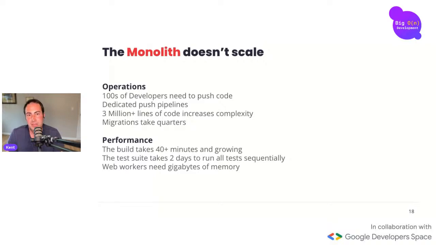The monolith didn't scale for many different reasons. We had hundreds of developers, and in 2014, I want to say, we had 200 or so developers. We probably had a couple of hundred developers pushing code. We had dedicated pipelines for pushing code out the door. So you had to get into the morning, afternoon, or evening push. Sometimes we would have 20 to 30 branches in each one of those pushes.